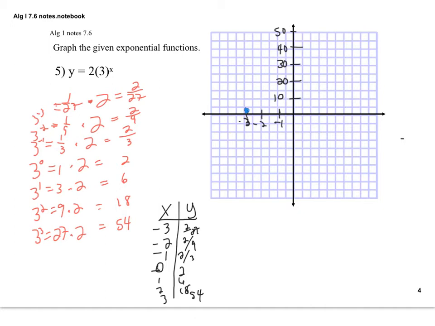So my next point is -2 and 2/9. So let's see, that's still going to be pretty close. And then we're going to have -1 and 2/3. Well, we're getting a little bit farther away from 0, but we're still kind of close. The graph should start looking a little more interesting as we head this direction.